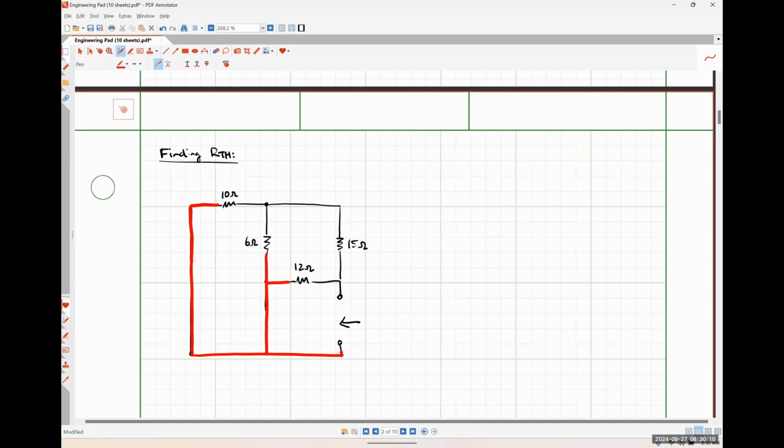So there's one node. Here's a second node. And here is my third node. I'm going to call this node A, B, and that makes this guy up here C. I'm going to put A on the left-hand side and B on the right-hand side. So to go from A to B directly, I have that 12 ohm resistor.